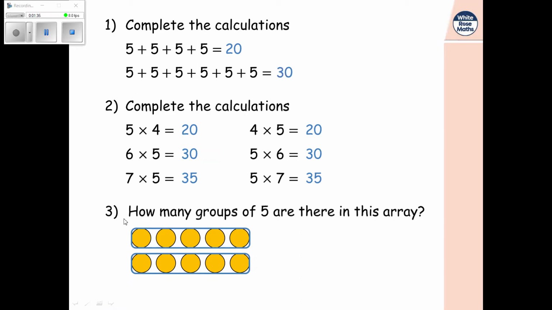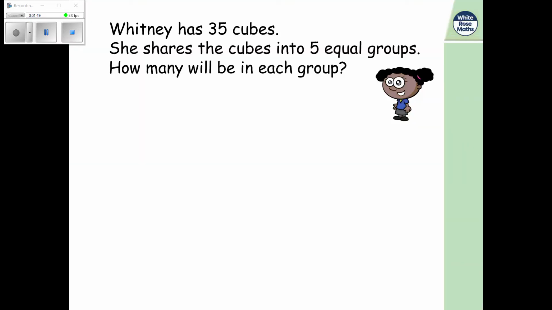So now looking at number 3s, how many groups of 5 are there in this array? So they've already done it for you. They've got 1 group of 5, 2 groups of 5. So we will be using arrays today to help us as well. So let's get learning. So Whitney has 35 cubes.